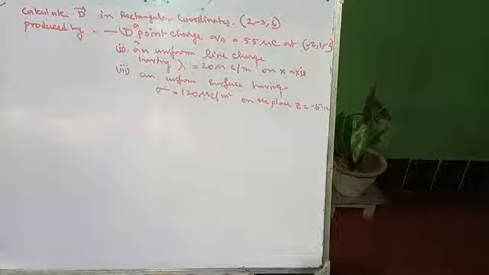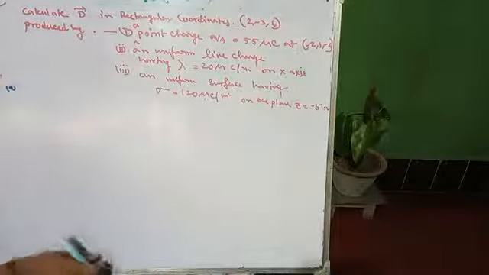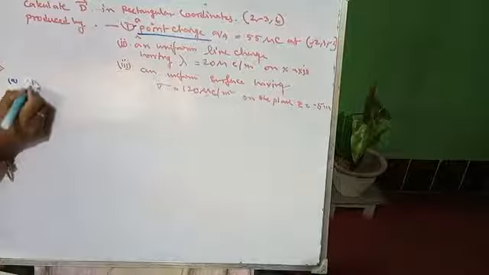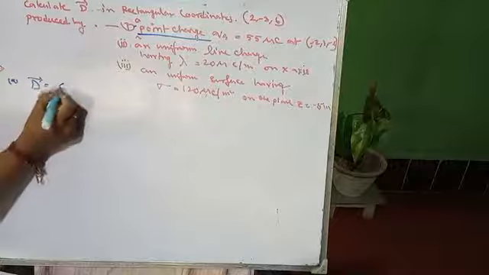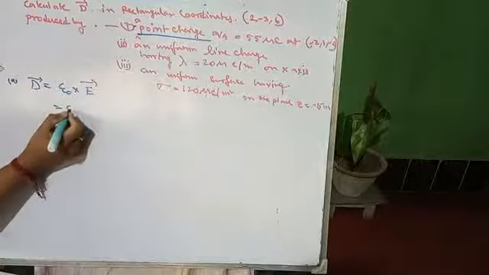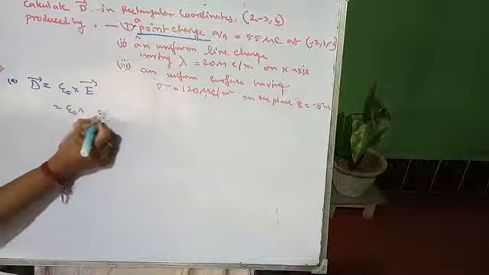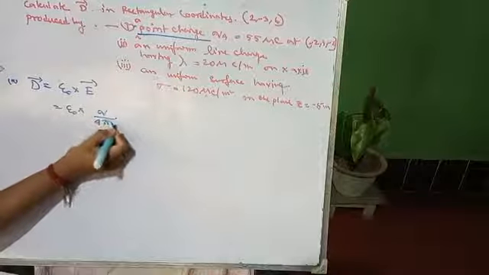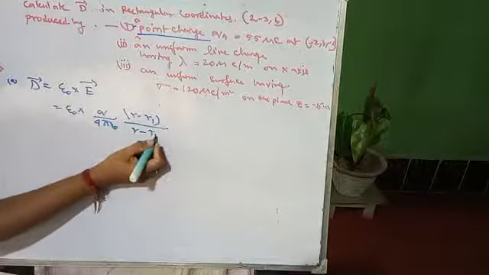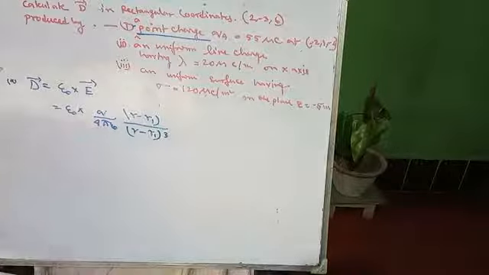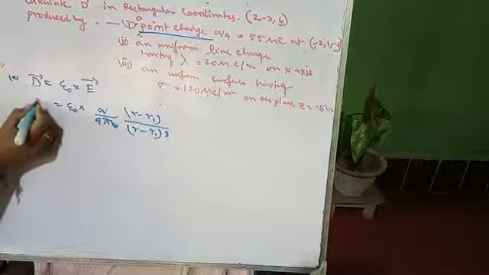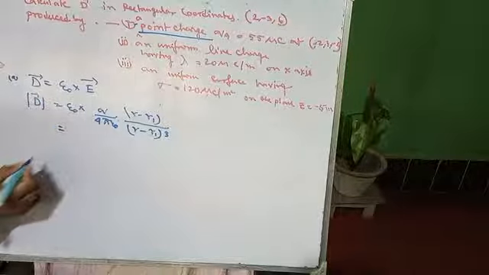For the first case, the point charge system, your formula will be D equals epsilon naught into E vector. So what is your E? The intensity will be Q by 4 pi epsilon naught into (R minus R1) divided by the modulus of (R minus R1) to the power 3. This is your formula, and we are taking the magnitude only.